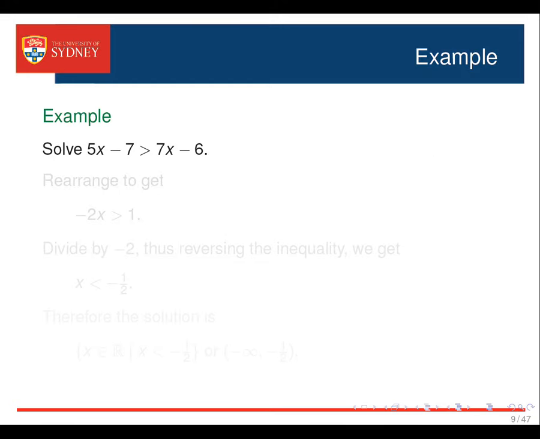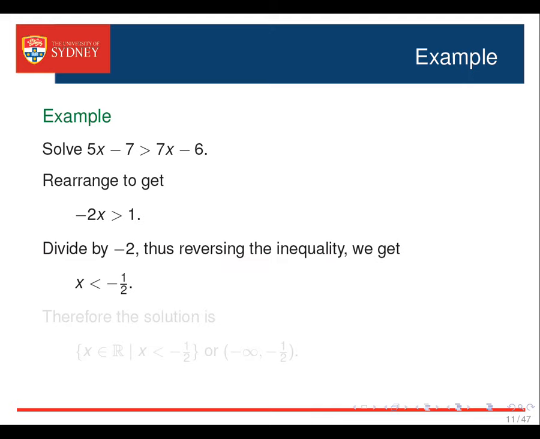For example, let's try to solve for x such that 5x minus 7 is greater than 7x minus 6. We can rearrange by adding minus 7x and 7 to both sides. Remember, an addition of a number on both sides does not change the inequality.